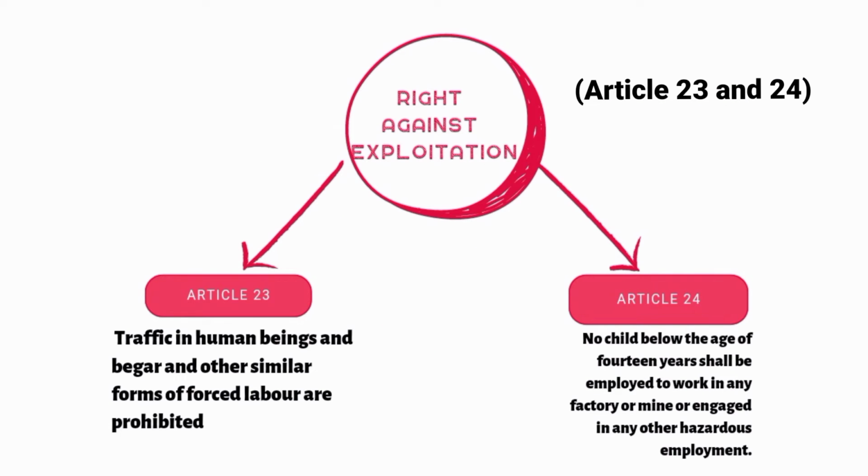And Article 23 and 24 deals with right against exploitation, where Article 23 says trafficking of human beings and begar and other similar forms of forced labor are prohibited. And Article 24 says that no children below the age of 14 years shall be employed to work in factory or mine or any hazardous employment.